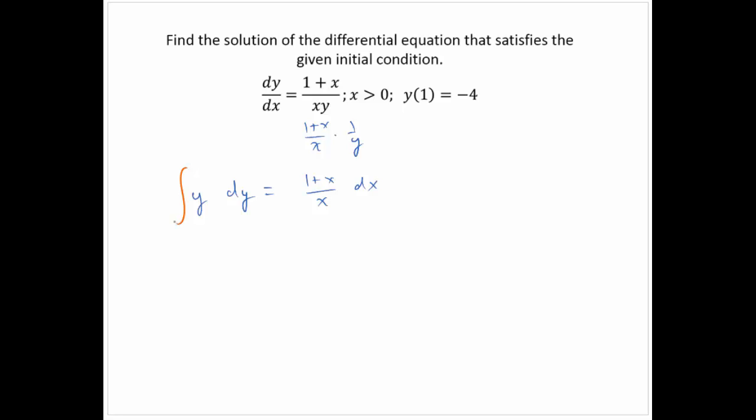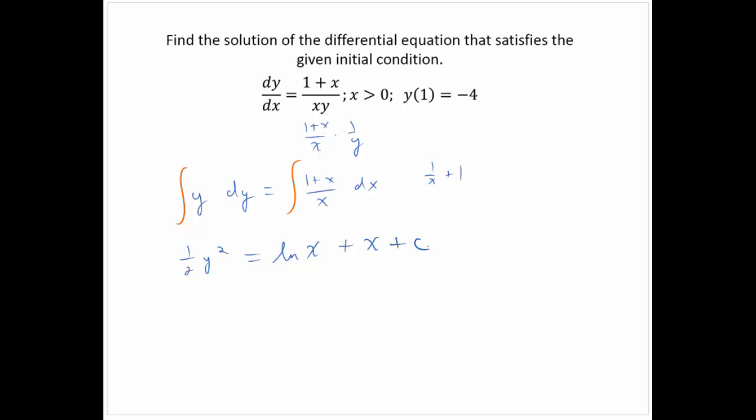Integrating both sides, the antiderivative of y is what? 1/2 y squared. Right-hand side, that same trick we used before, (1 plus x) over x is 1 over x plus 1. So that would give me a natural log absolute x plus x. Now I can leave off the absolutes because we're told that x is greater than 0. So I'll just write natural log x plus x plus a constant.